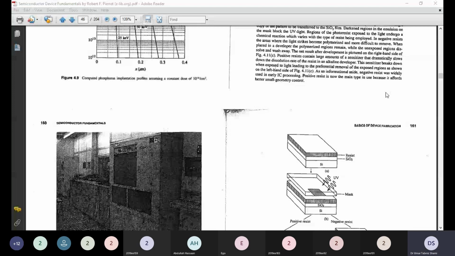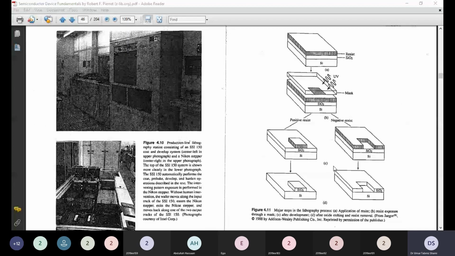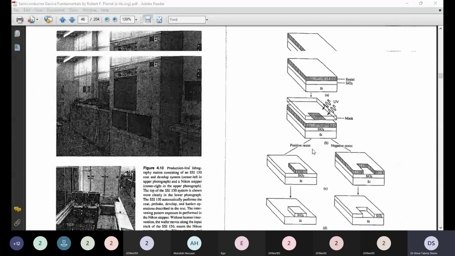Positive resists contain large amounts of sensitizer that dramatically slows dissolution, and it breaks down when exposed to light, leading to preferential removal of the exposed region as shown in the left hand side of figure 4.11c. So here we have figure 4.11c, the silicon oxide, the resist, and this is the positive resist, and here we have the negative resist.